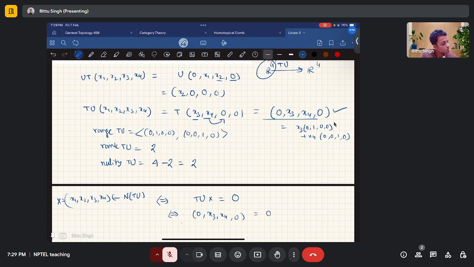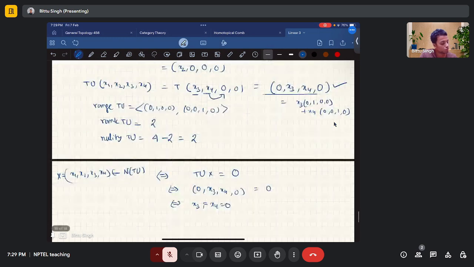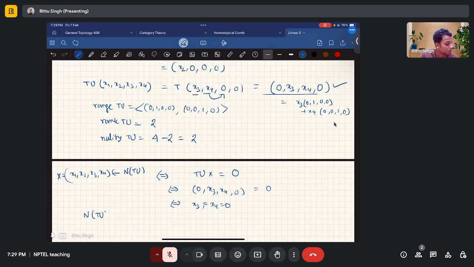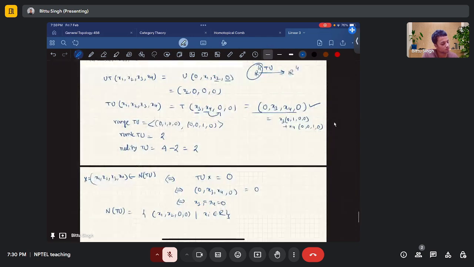This is 0 if and only if x3 and x4 both are 0. So the null space of T_U will consist of those matrices where x1, x2 are anything, but x3, x4 are 0. So x_i belongs to the real numbers. This is the null space, right?